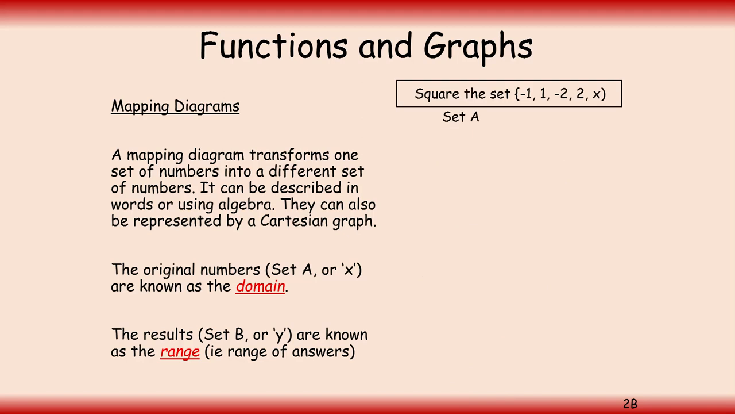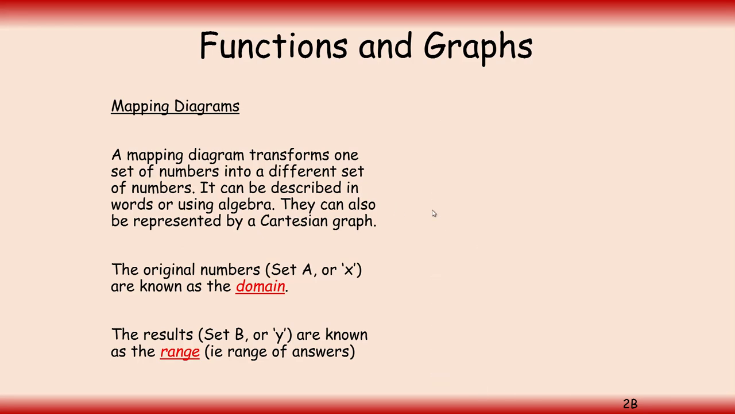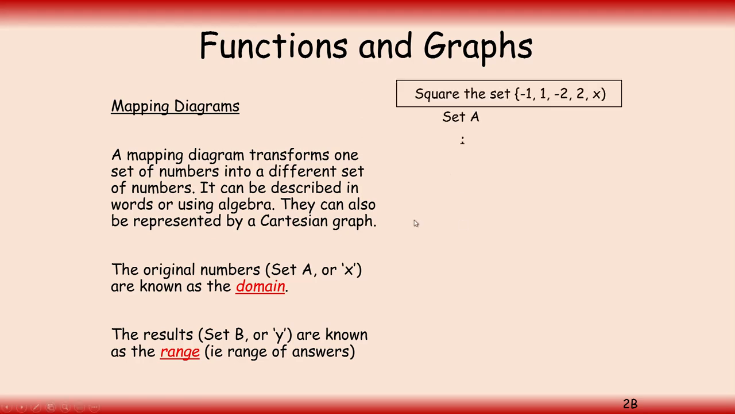So this time it says square the set -1, 1, -2, 2 and x. So we're going to square those numbers. These again are our domain, our x values. And then we're going to transform them, or map them, to our range. So -1 squared gives us 1. When we square 1 though, we also get 1. So two values in set A give us the same value in set B.